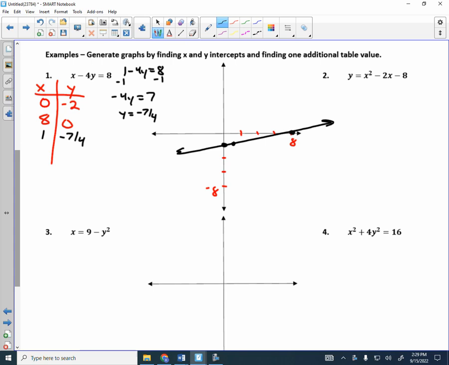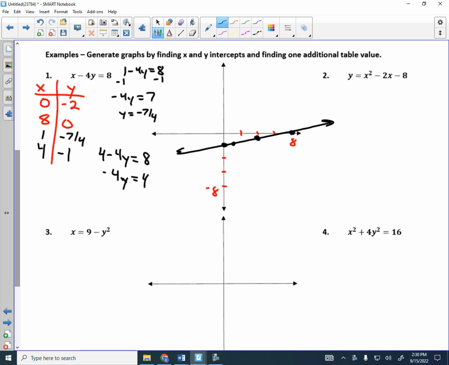So maybe 4 would be a good value to choose. If I choose x is equal to 4, you would get 4 minus 4y is 8, or negative 4y is 4. So what would y be in that situation? And does it look like 4, negative 1 is a point on my graph? Yes, it does. So that's one thought there.